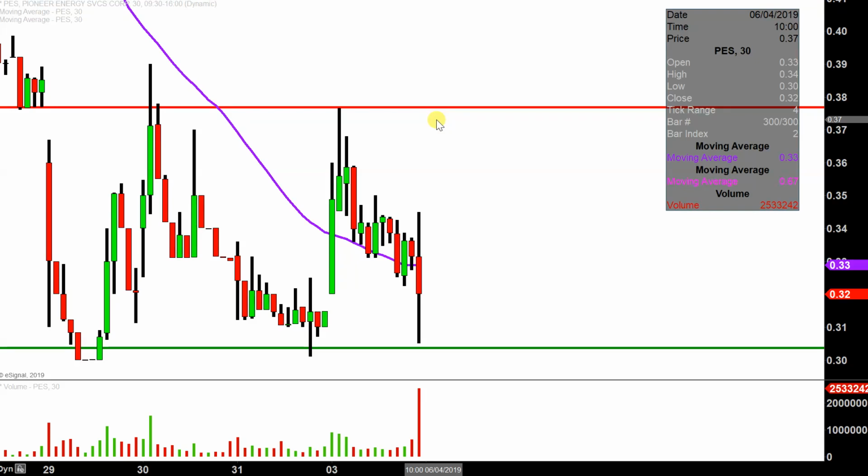The good news is the week is young, still 4 days left, so we'll see if the bulls can try to turn things around and create another bounce for themselves.